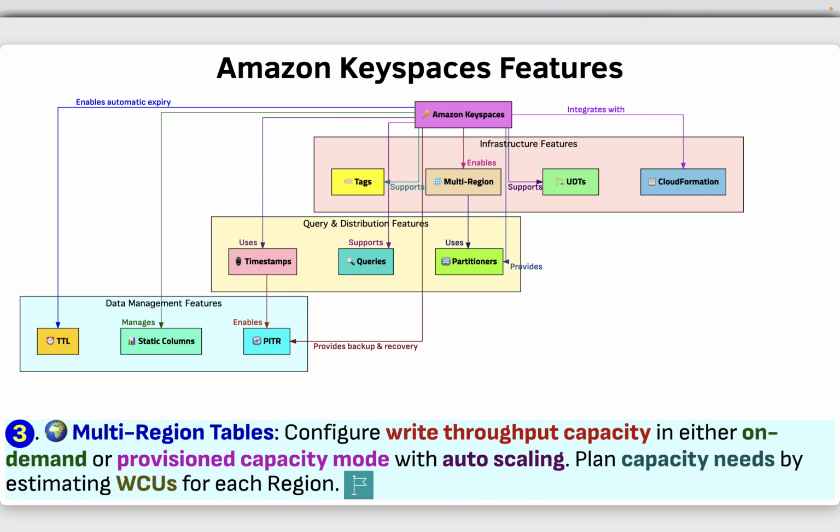Working with multi-region tables. Multi-region tables in Amazon Keyspaces must have write throughput capacity configured in either on-demand or provisioned capacity mode with auto-scaling. Plan the throughput capacity needs by estimating the required write capacity units, WCUs, for each region, and provision the sum of writes from all regions to ensure sufficient capacity for the replicated writes.